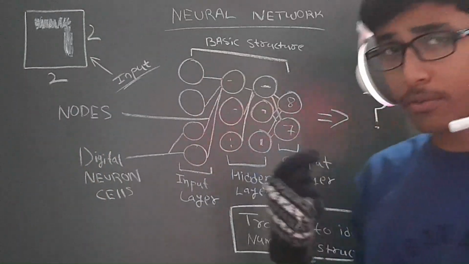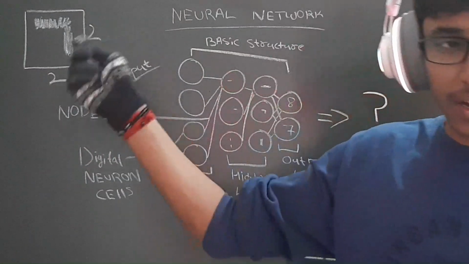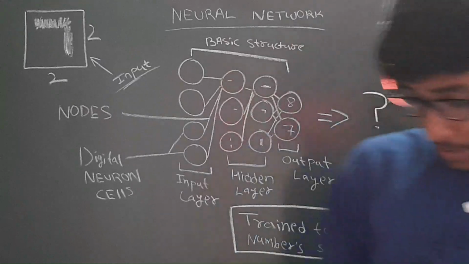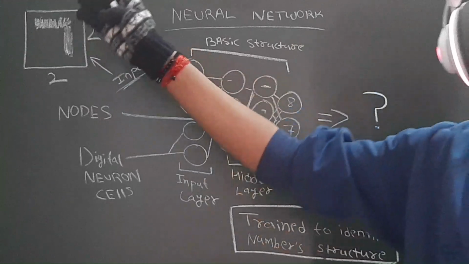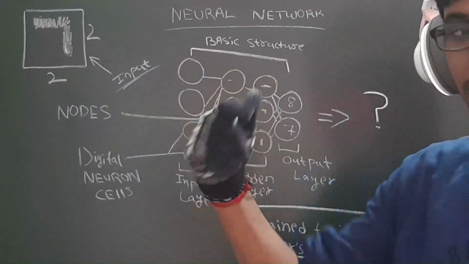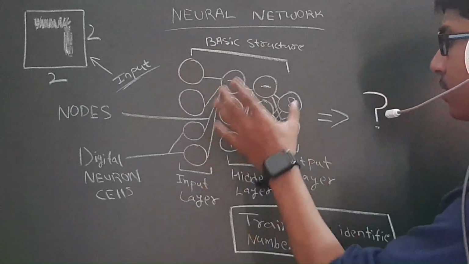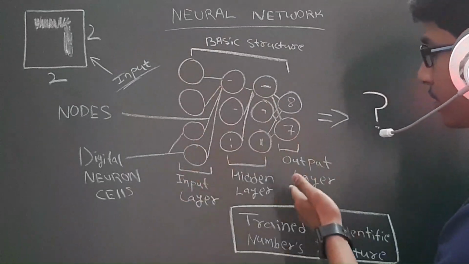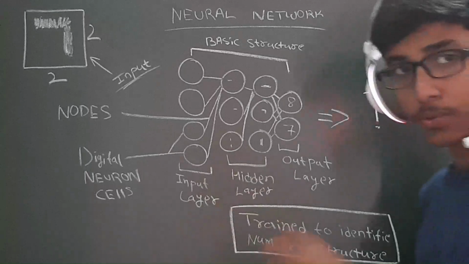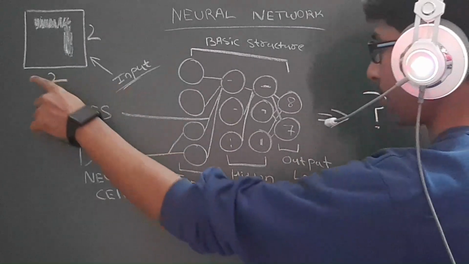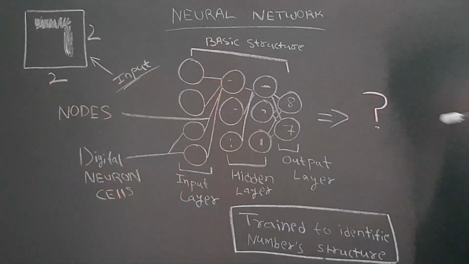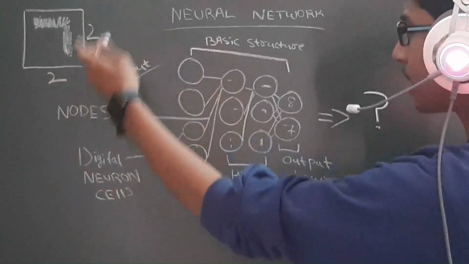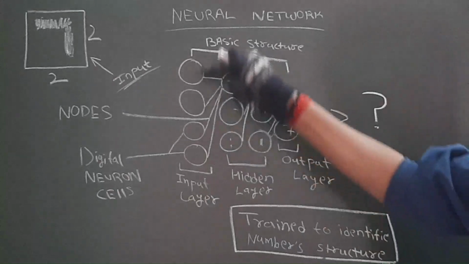We want our computer neural network to identify this structure as 7, because our neural network is trained to identify number structures, like which kind of structure matches with which kind of natural number. This is the basic structure where three layers are given. The input layer, in which we are going to input data. So we have this data, we input it into the input layer, and then the input layer will divide the whole data among all four digital neuron cells.